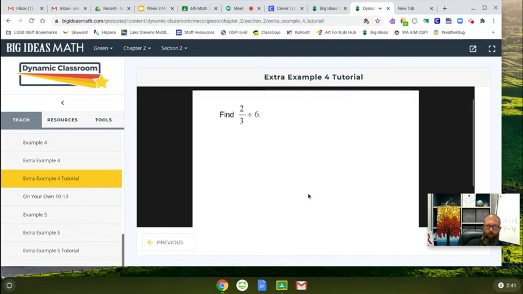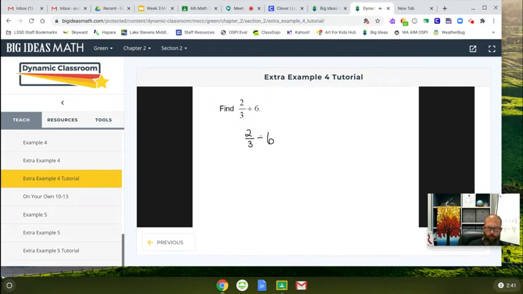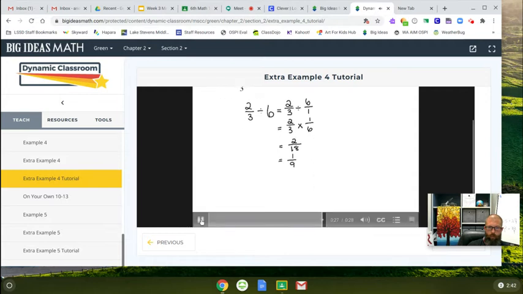Find 2/3 divided by 6. 2/3 divided by 6 can be rewritten as 2/3 divided by 6 over 1. To divide 2/3 by 6 over 1, you must reciprocate 6 over 1 and multiply. Simplify the expression 2/3 times 1/6. Reduce the fraction. You find that 2/3 divided by 6 equals 1/9.